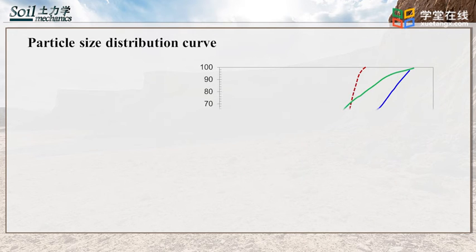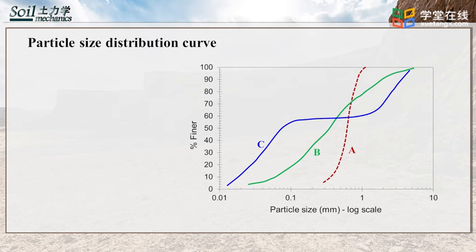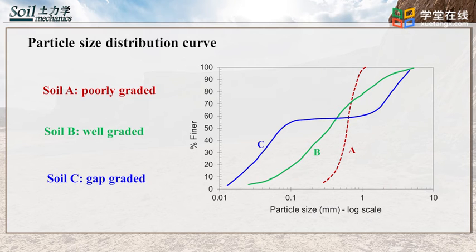Gradation curves for typical soils are presented in the figure. You may notice that the shapes of the curves are different. The gradation curve of soil A is nearly vertical, indicating that particles in soil A are nearly the same size. This is called poorly graded soil.